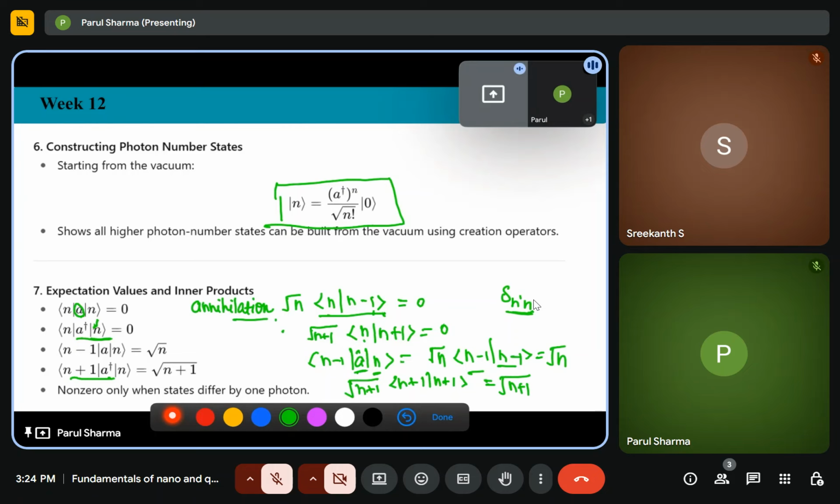So these are about the expectation values and how we can calculate the inner products for the ladder operators.